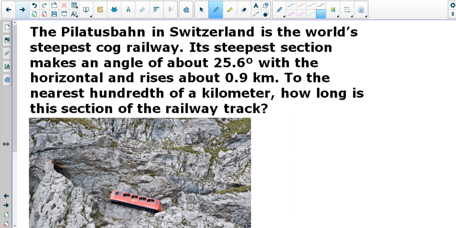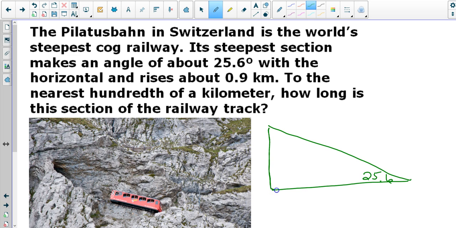It says its steepest section makes an angle of about 25.6 degrees with the horizontal. So I'm going to start off drawing a horizontal line. And it says that it makes 25.6 degrees with the horizontal, so I'm going to label that as 25.6. And it rises about 0.9 kilometers. So how much it goes up would be vertical to the horizontal. So this over here is 0.9 kilometers. It wants to know, to the nearest hundredth of a kilometer, how long is this section of railroad track?